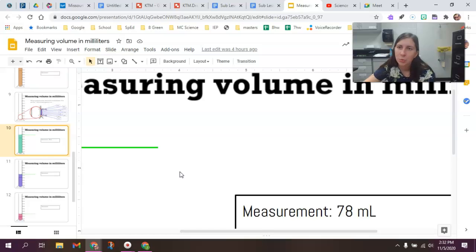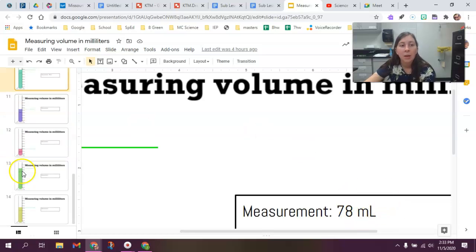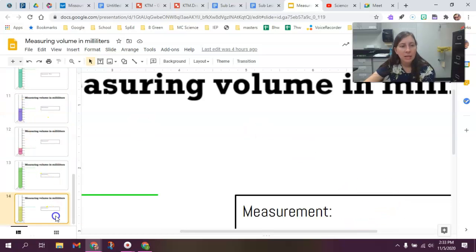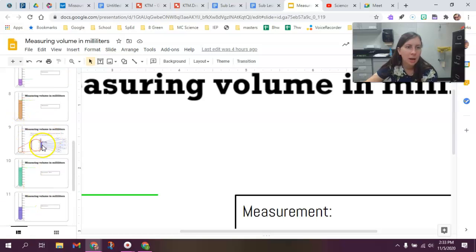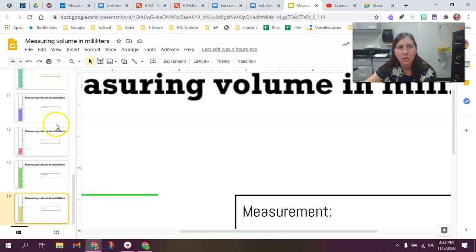As always, you will lose points if you do not include a label with your answer, so make sure you're including that label. It's milliliters with a lowercase m and a capital L. Pay close attention to that capitalization as you're filling in those units. You've got 4 more slides after slide 9 and 10, so make sure you get those done as well, and make sure you submit these when you are done. Let me know if you have any questions.